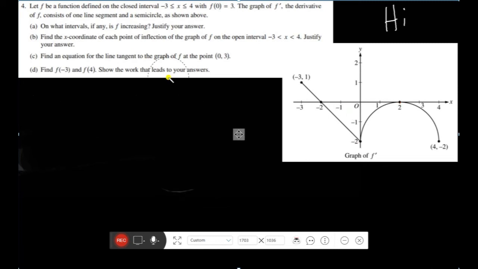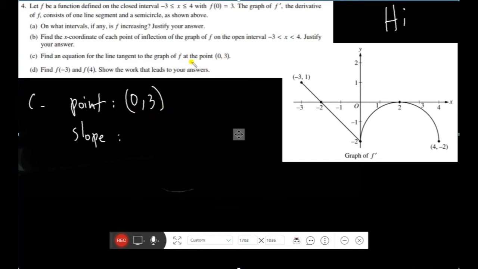Alright, so in part C, find an equation for the line tangent to the graph of f at the point 0, 3. Okay, so when you're writing an equation for a tangent line, always, always, always, you have to write down 2 things. Point and slope. You have to find a point, and you have to find the slope at that point, and then you're good. Okay, so they've been really nice. They gave us the point, 0, 3. What we need to do is find the slope at that point now, right?